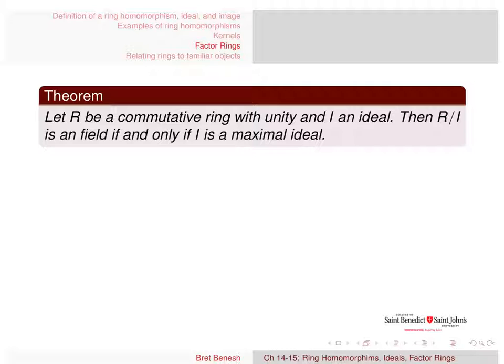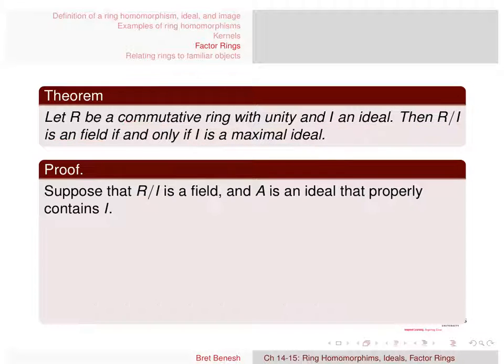All right, let's take a look. We have a commutative ring with unity, and I is an ideal. The quotient R mod I is a field if and only if I is maximal. Let's prove this. Suppose R mod I is a field, and suppose A is an ideal that properly contains I. I'm going to show that A is equal to R. If I can do that, then I will have shown that I is maximal.